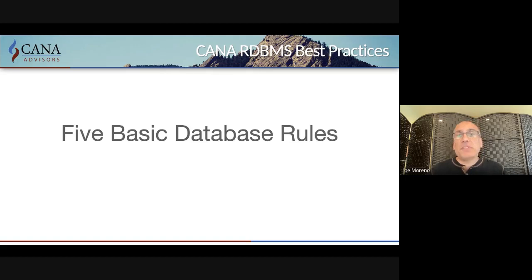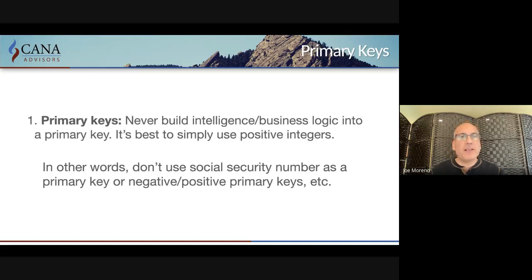Now I'm going to talk about 5 basic database rules that we're going to follow as a best practice when dealing with relational databases at Cana. The first one is primary keys. A primary key should be an integer, just a positive integer, and you never want to build any intelligence or business logic into your primary key. It's simply an artifact of the database.